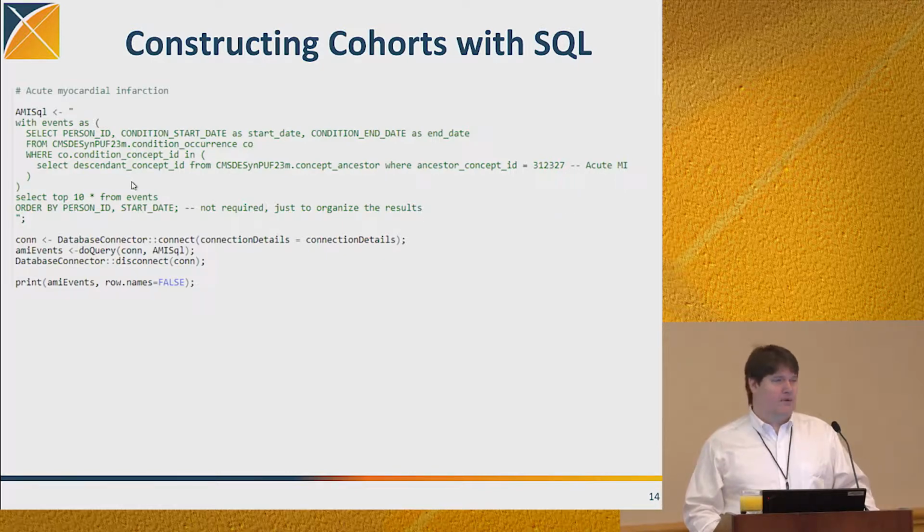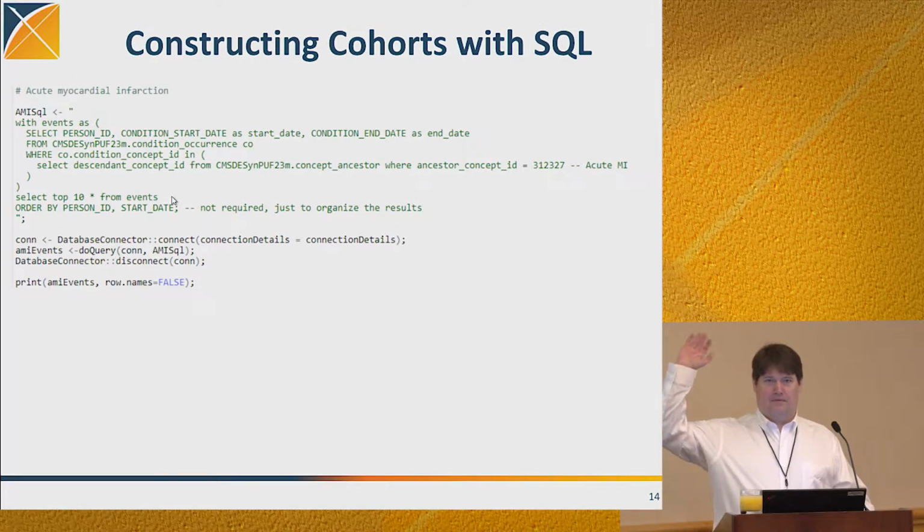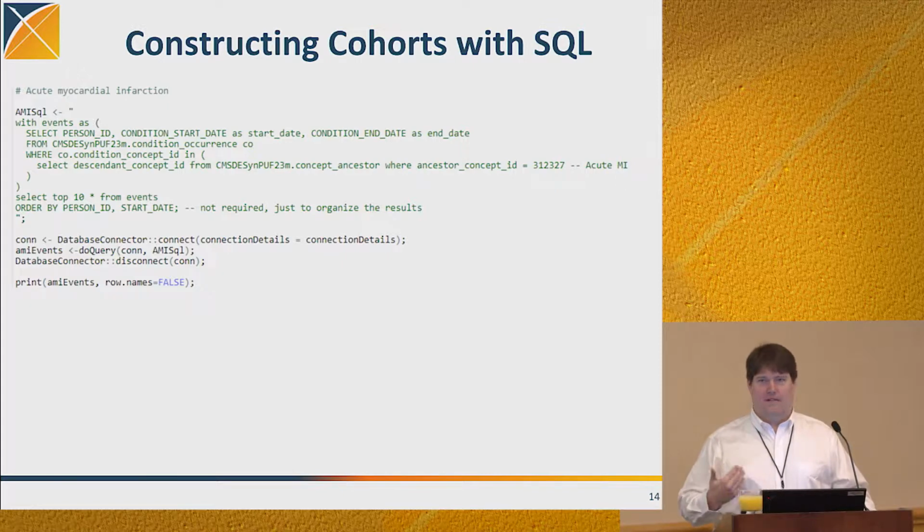And what I'm going to do is I'm going to use the concept ancestor table. Has anybody heard of the concept ancestor table in the CDM vocabulary? Okay, that table, just to refresh, is to basically say you can start with a higher level term of acute MI, and I could get all the descendants of acute MI, such as if they're talking about the area of the body and the heart, and various other subclasses of acute MI.